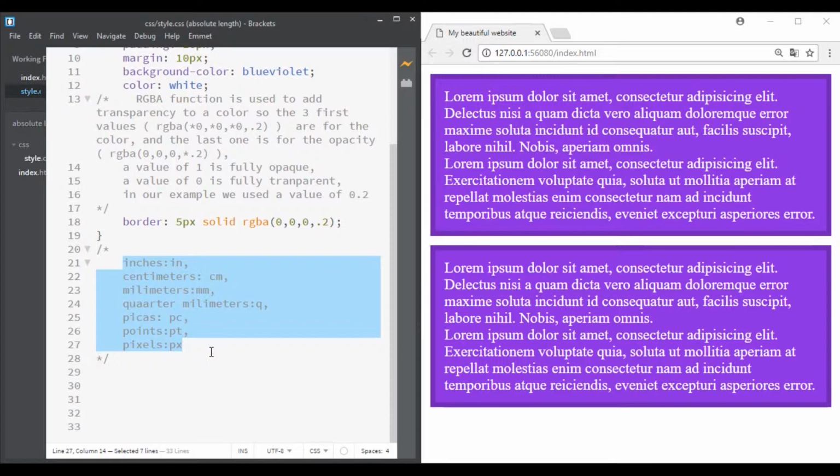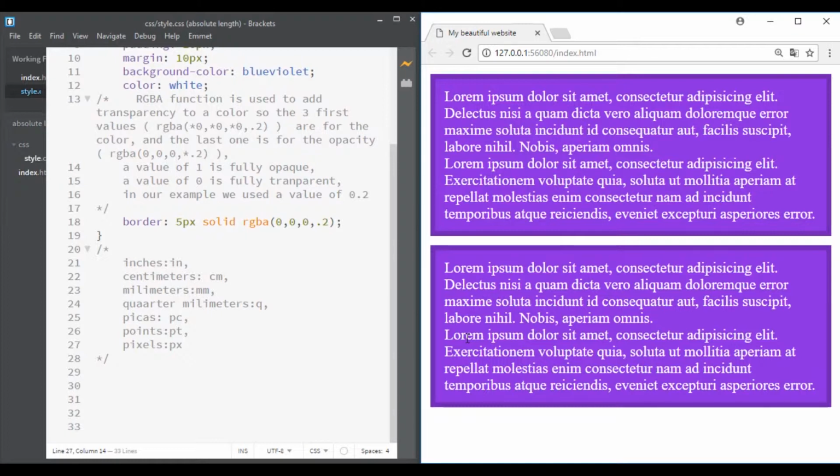So here is the list of absolute values. We have inches, centimeters, millimeters, quarter millimeters, picas, points, and pixels. The most widely used of all absolute units is the pixel. Although pixels are grouped with absolute values, pixels don't really function exactly like the others.